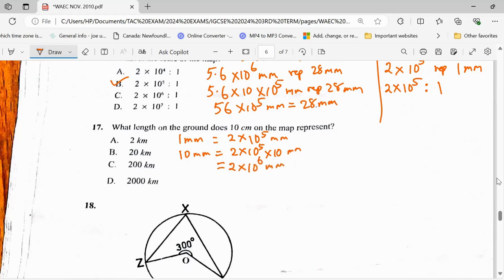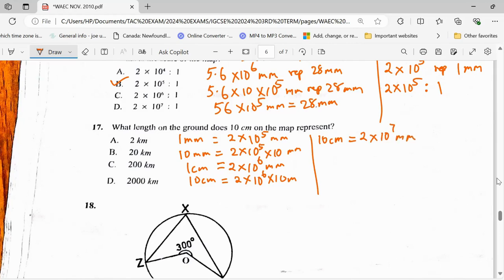That's for 10. And you know that 10 millimeter is 1 centimeter. So 1 centimeter gives me this. Then we are looking at 10 centimeter. So if I multiply further again by 10, centimeter will give me this again times 10 in millimeter. So 10 centimeter is going to give me 2 times 10 raised to power 7 millimeter.